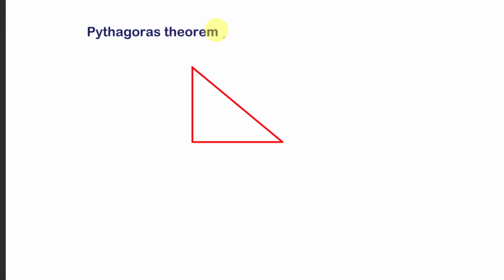Pythagoras' theorem. Okay, Pythagoras' theorem is used when you have a right-angled triangle, so a triangle which has a 90-degree angle in it. And what it says is, if you have this length being A, this length being B, and the longest side being C, then it's always true that A squared plus B squared equals C squared.